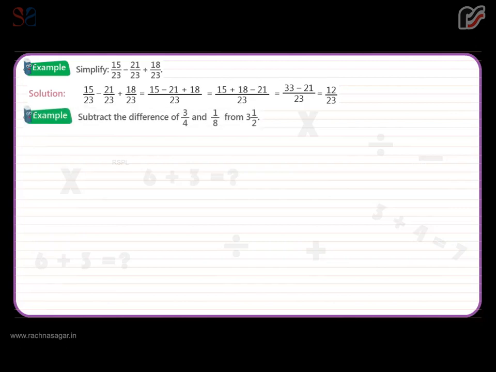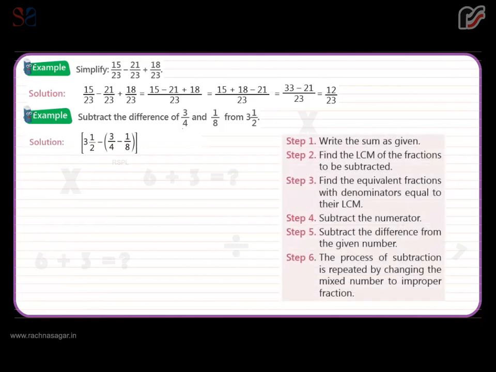Example: subtract the difference of 3 upon 4 and 1 upon 8 from 3 1 upon 2. Solution. Step 1. Write the sum as given: 3 1 upon 2 minus (3 upon 4 minus 1 upon 8). Step 2. Find the LCM of the fractions to be subtracted. LCM of 4 and 8 is 8. Step 3. Find the equivalent fractions with denominators equal to their LCM. 3 multiplied by 8 divided by 4 upon 8 and 1 multiplied by 8 divided by 8 upon 8 is equal to 6 upon 8 and 1 upon 8.